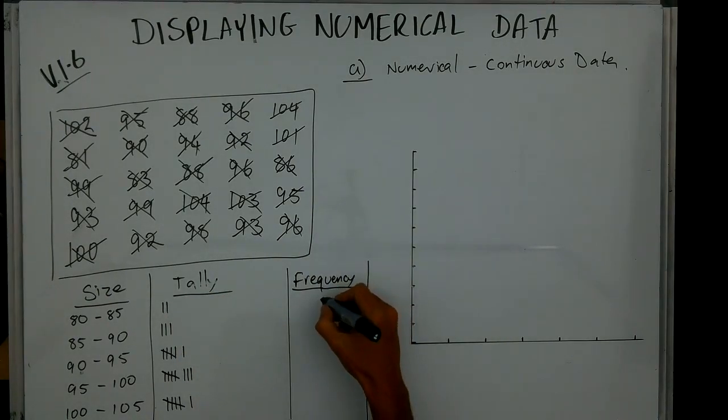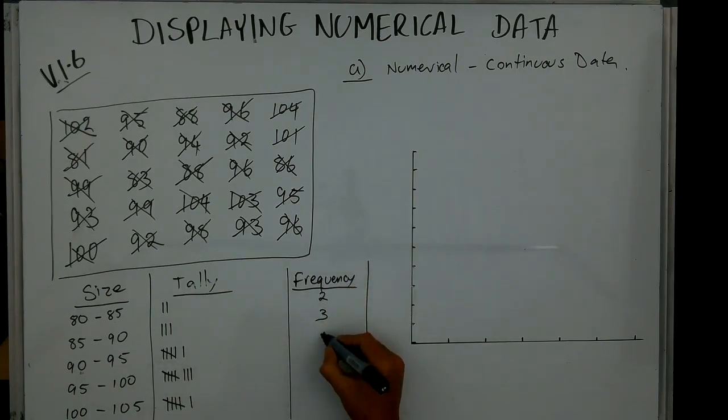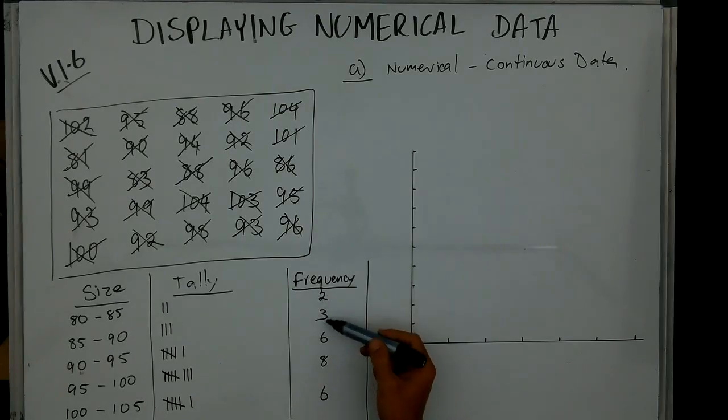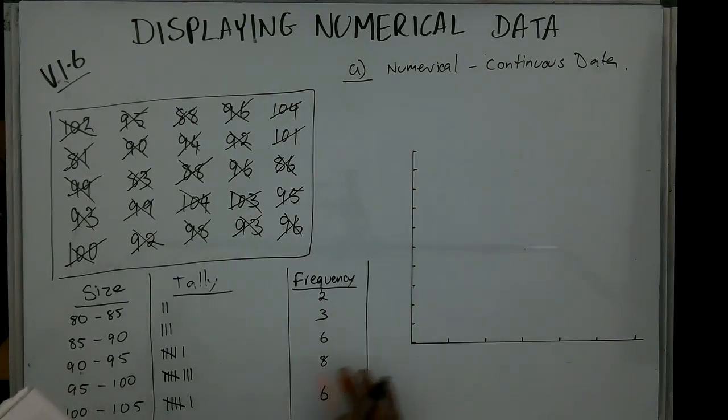Now we're counting how many lines we've got in each group. Frequencies are 2, 3, 6, 8, and 6. I'm going to quickly add those up because we should have 25 bits of data, which will give me a clue if I've missed anything. 2 and 3 is 5, 11, and 8 is 19, 6 is 25. Excellent. So that is the tally of the data in group sizes of 5.